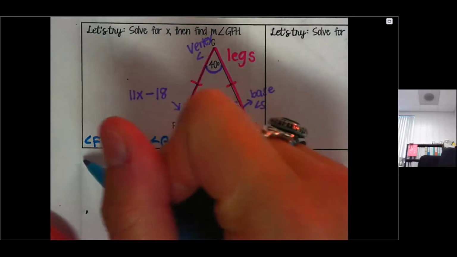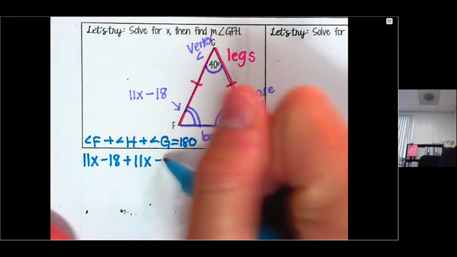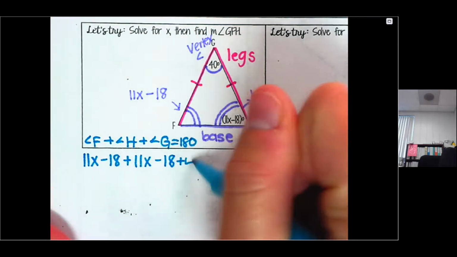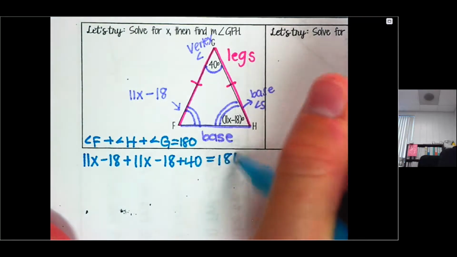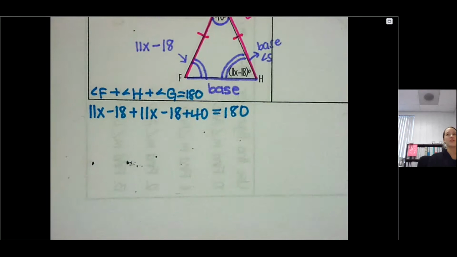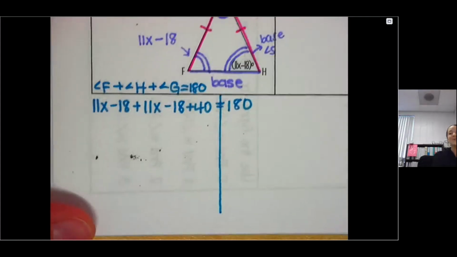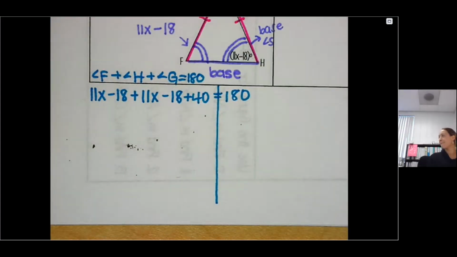All right. 11x minus 18 plus 11x minus 18 plus 40 equals 180. Woo-hoo! It's a great, super fun algebra problem. I know you guys love algebra so much. Hooray! Okay, who's gonna walk me through it? Google says it's 8. What? Yep. Google's right. Who was right? Ryan, walk me through it.